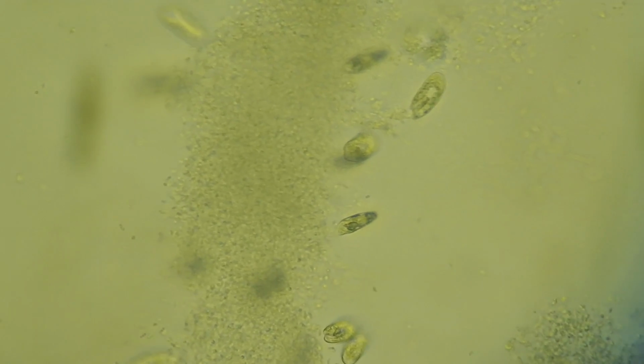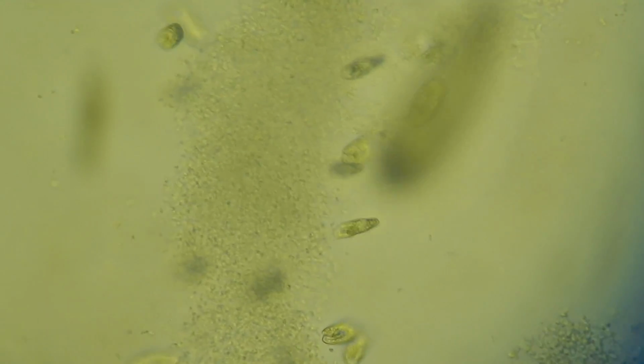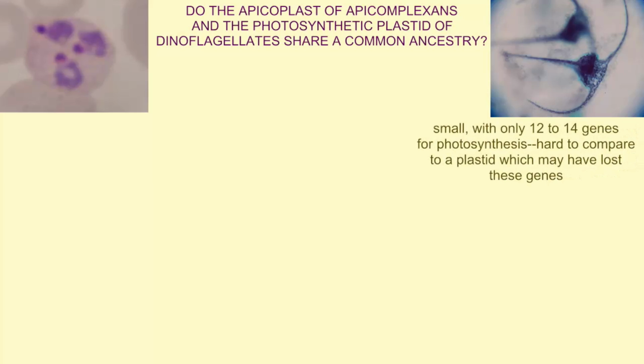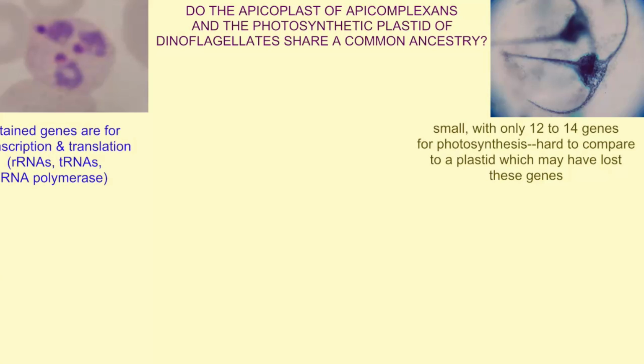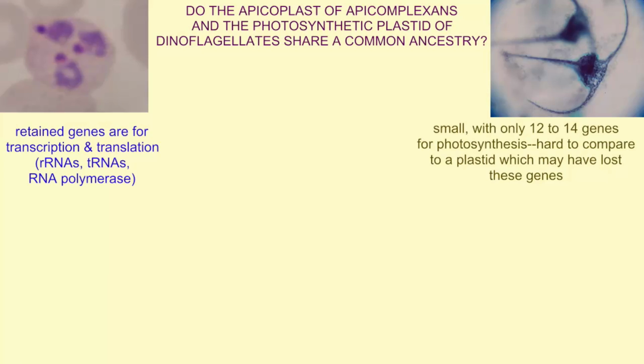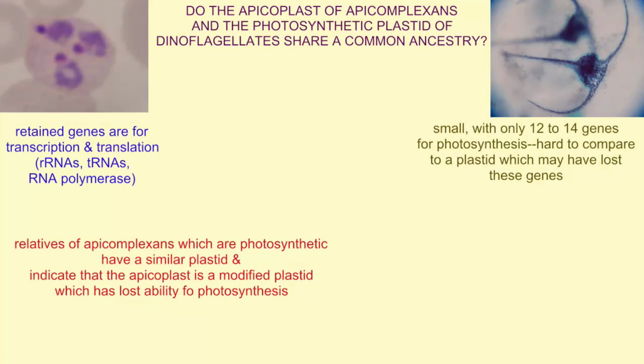However, the apicomplexans, which include Plasmodium, which causes malaria, they do possess a plastid known as an apicoplast, which does possess genes. Unfortunately, it is hard to compare these plastids since the plastid of dinoflagellates retains only a few genes dedicated to photosynthesis, while the apicoplast possesses only a few genes dedicated to transcription and translation, so it is hard to compare them. However, there are recently discovered photosynthetic algae, which seem to be relatives of the apicomplexans.